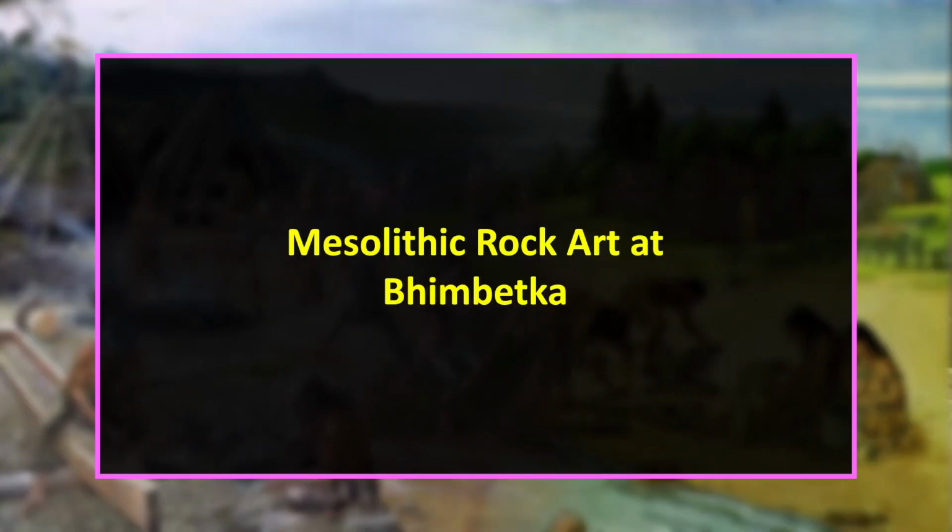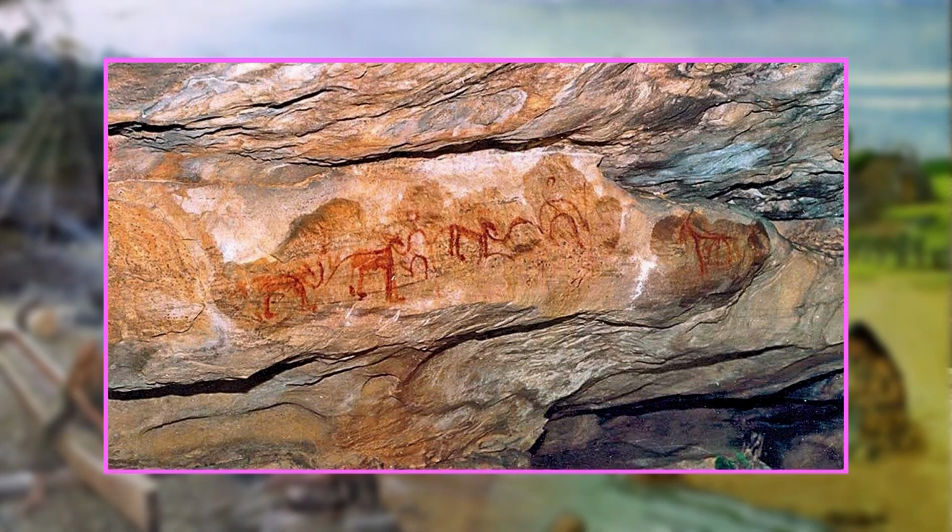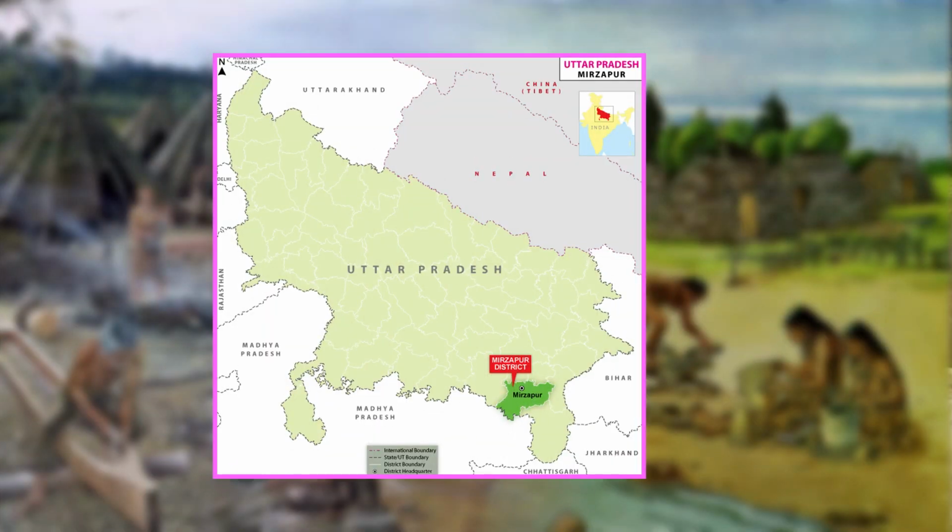Now we will be looking at the development of the Mesolithic rock art at a very important site which is known as Bhimbetka. In South Asia, the first rock painting in the whole subcontinent was discovered by A.C.L. Carlleyle in the year 1867-68, who acted as assistant surveyor of the Archaeological Survey of India. These rock paintings were discovered in Sohagi Ghat in the Kaimur region of Mirzapur in Uttar Pradesh.